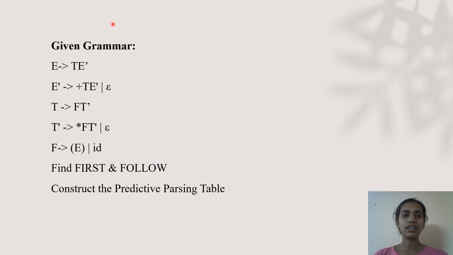Then let us consider a problem for this predictive parsing. The grammar is E tends to TE dash, then E dash tends to plus TE dash and epsilon, T tends to FT dash, T dash tends to star FT dash and epsilon, and F tends to E within a bracket and id. Find FIRST and FOLLOW and construct the predictive parsing table for the above grammar.